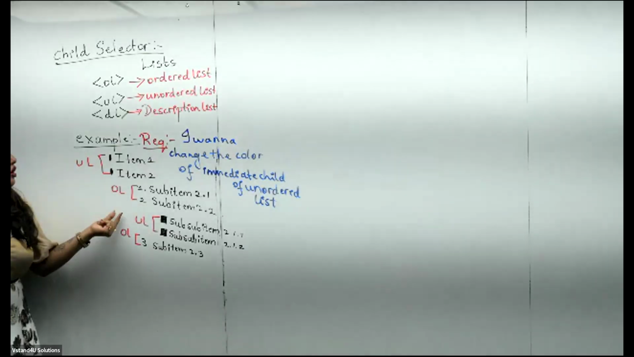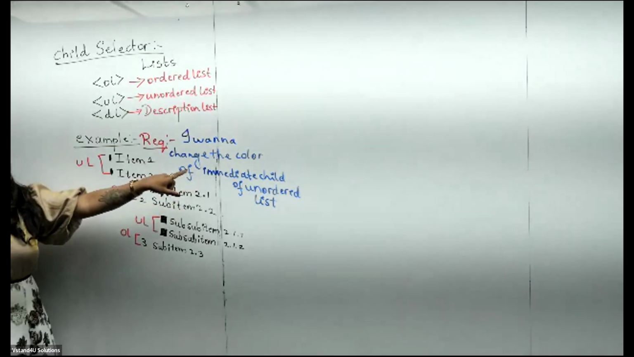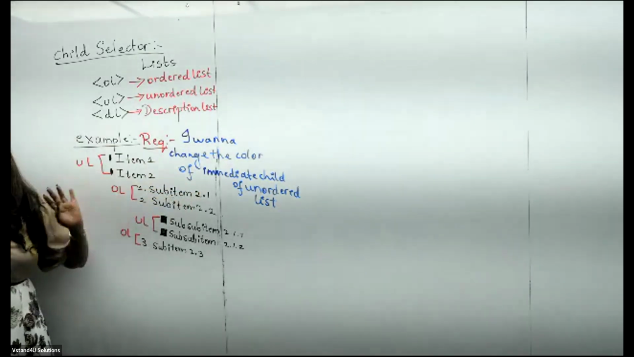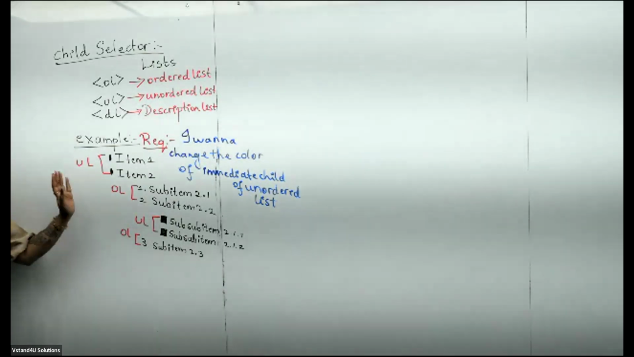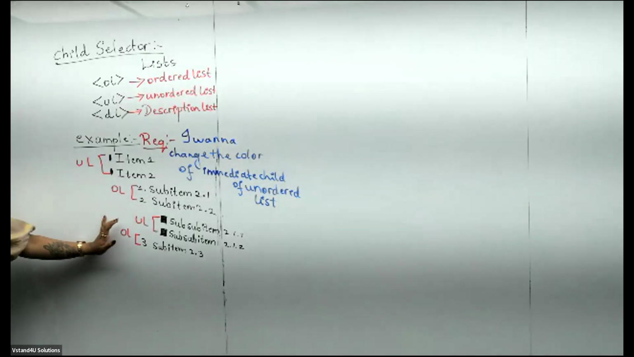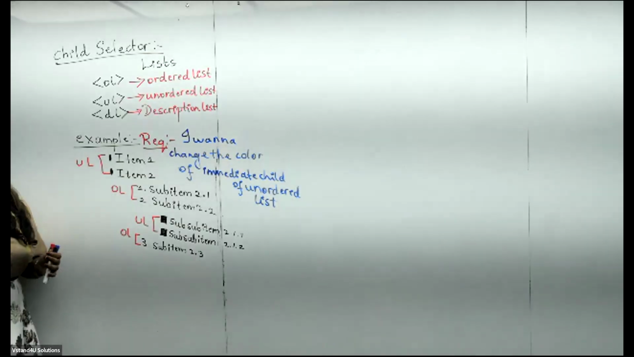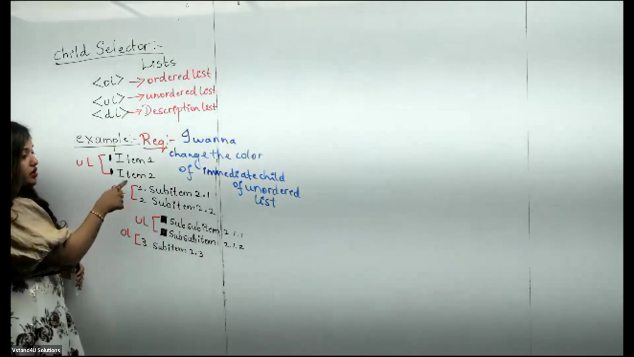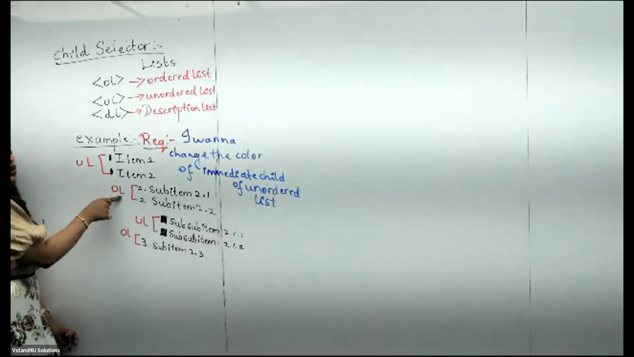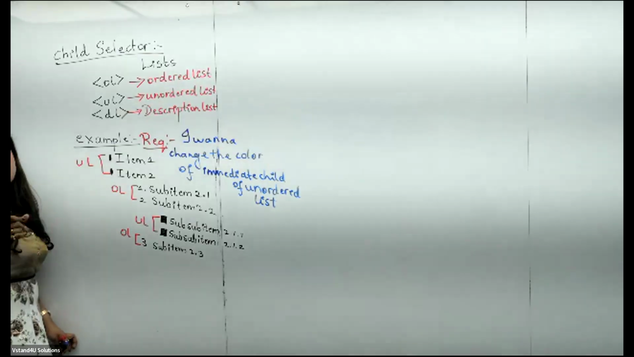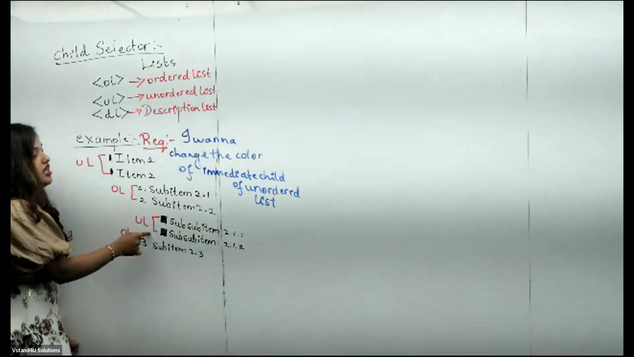You have two unordered lists. So I'm saying I want to change the color of the immediate child of unordered list. Now, in this list, you have two unordered lists. Can you tell me which is the immediate child? Second one. This one. Unordered list, not ordered list. This is ordered list. OL is ordered list. I want to say for unordered list. Unordered list means which is there in bullet form.